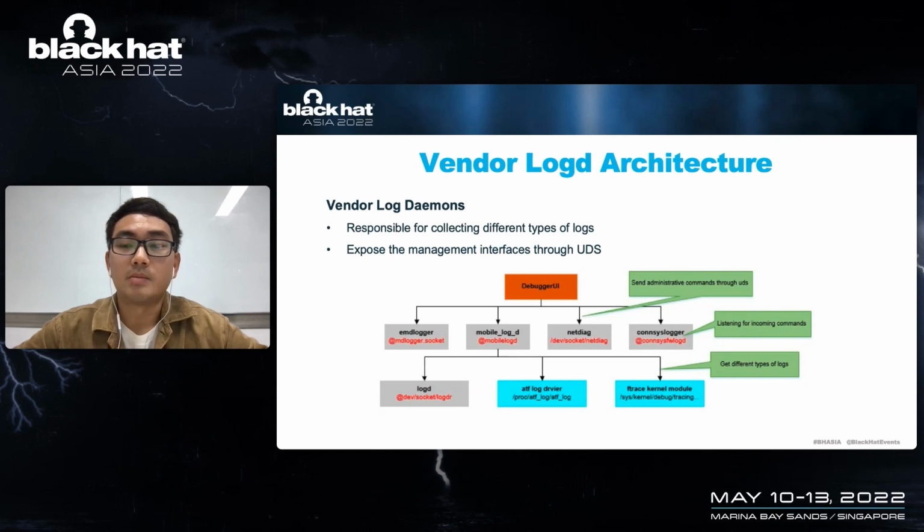The next layer is about how each daemon gets logs, and the different modules print logs in different ways. Kernel modules usually use the virtual file system, and the user space processes usually use the Unix domain socket.